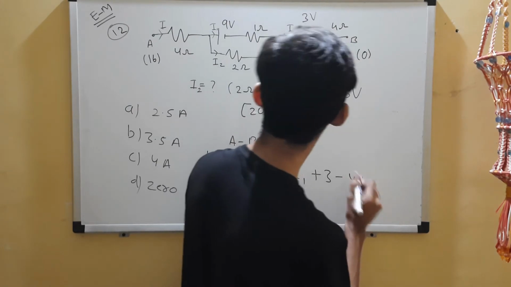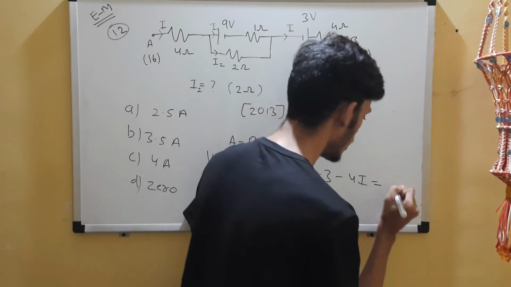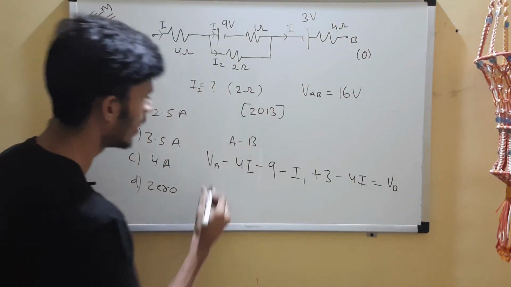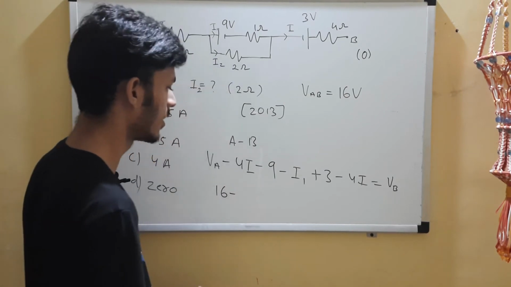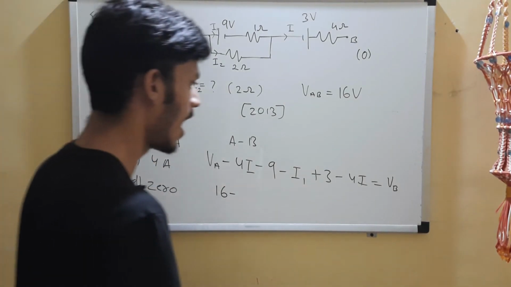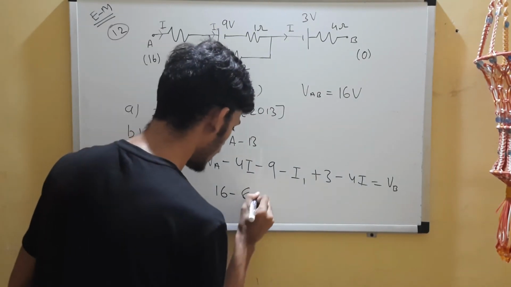4 into I. The current over here is I. And of course this is equal to the potential at B, which is 0. The potential at A is 16, we have considered it as 16. Now let's write this entire thing in terms of I1 and I2. Here you can see minus 4I will make it minus 8I.